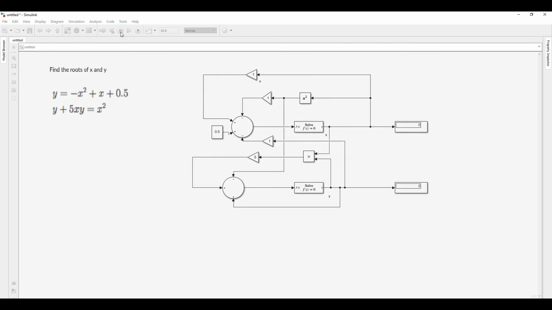So we get, for the value of x, negative 0.1781, and then for our y we have 0.2901. So that's for our problem number 4.